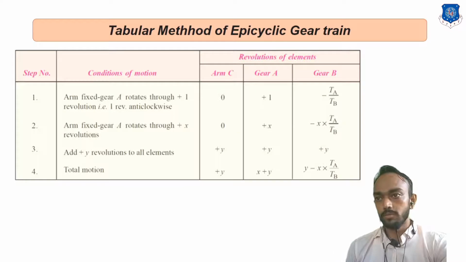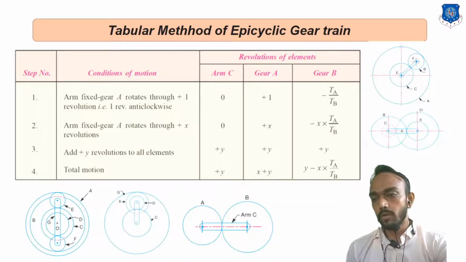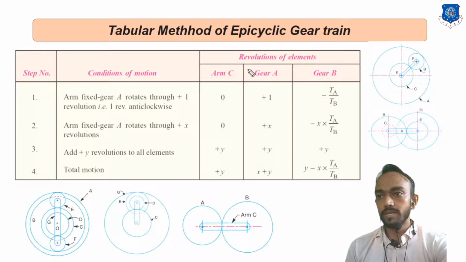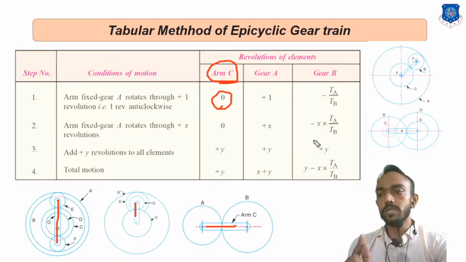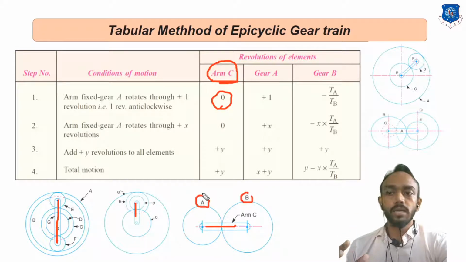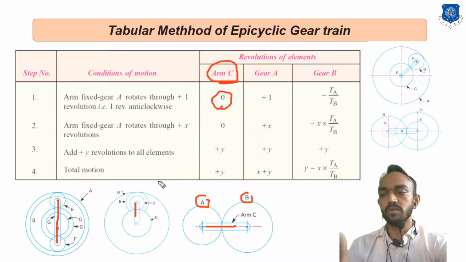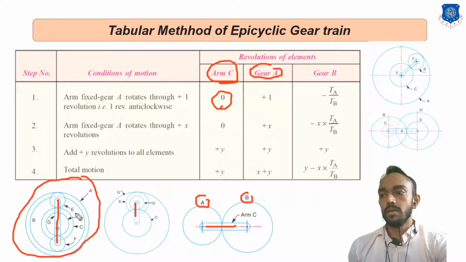So check this. Whatever the configuration or the assembly, the arm will always be fixed. You can see the arm here, so always name the arm and give it 0 RPM. After that, the most important point is to choose any one gear, and it can be A or B, anything you want in the system. Any gear you choose as the first driver, maybe A, B, C. You can see here there are lots of gears, and among them you can choose any gear and give it plus one revolution.